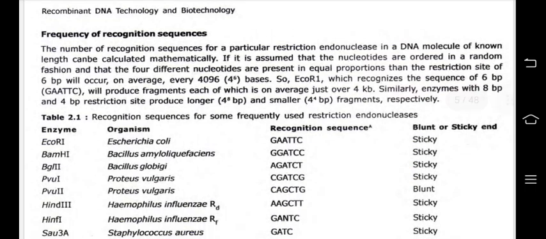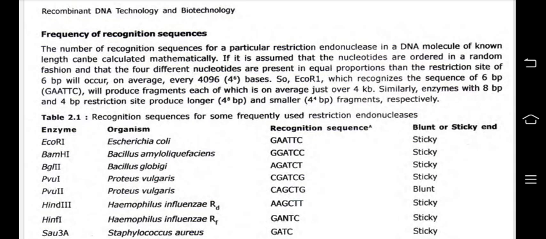Then, frequency of recognition sequences. The number of recognition sequences for a particular restriction endonuclease in a DNA molecule of known length can be calculated mathematically. It is assumed that the nucleotides are ordered in a random fashion and that the 4 different nucleotides are present in equal proportions. Then the restriction site of 6 bp will occur on average every 4^6 bases.